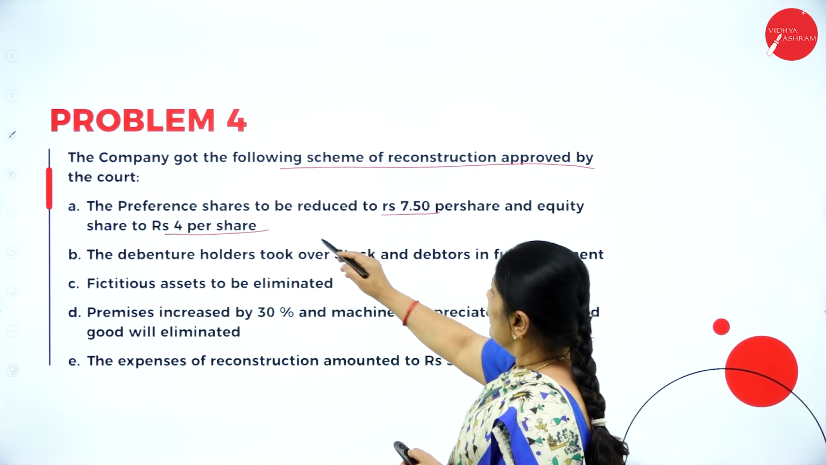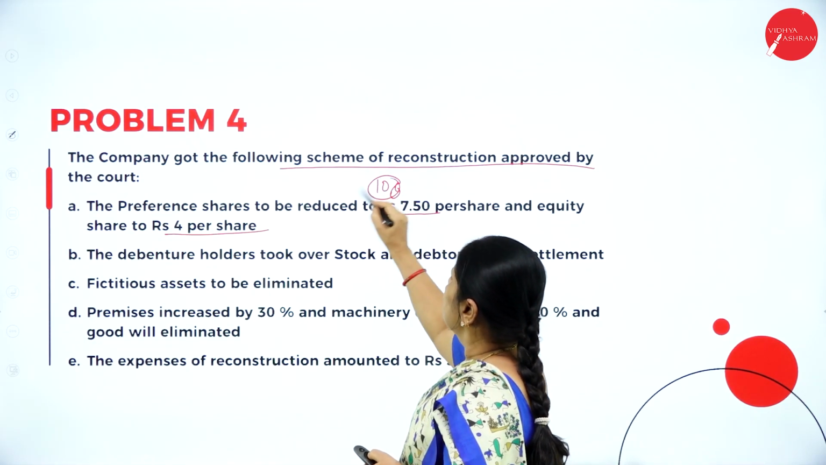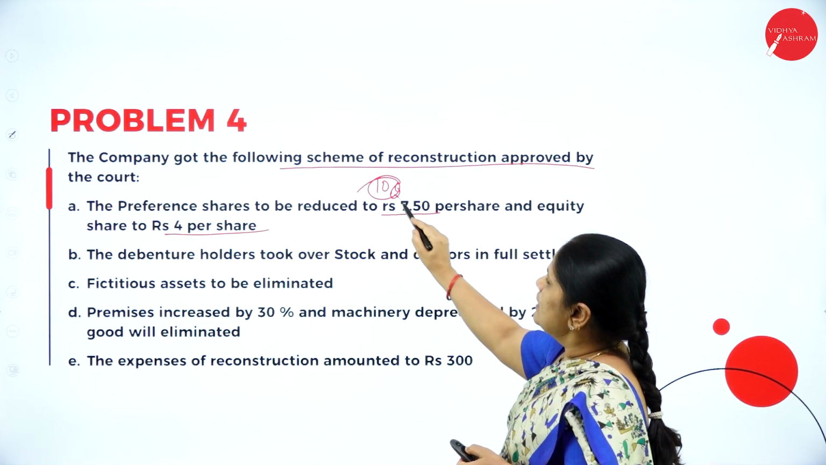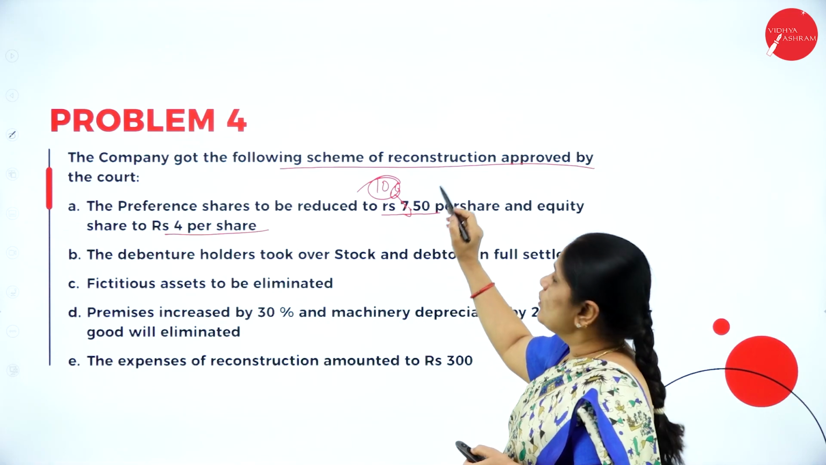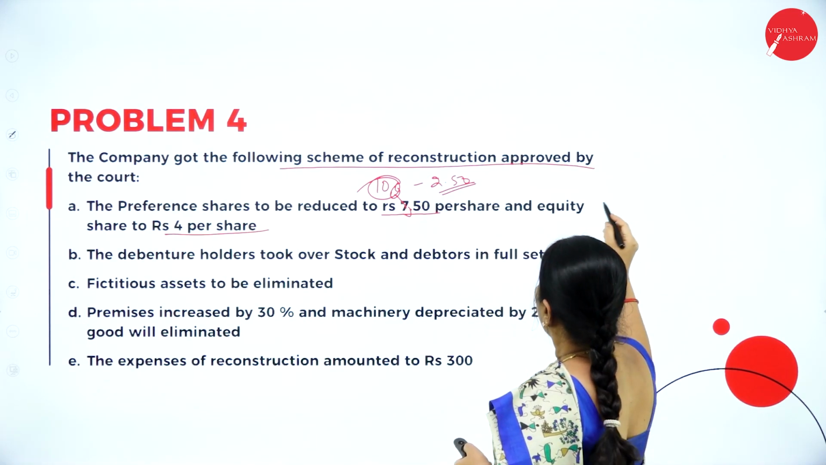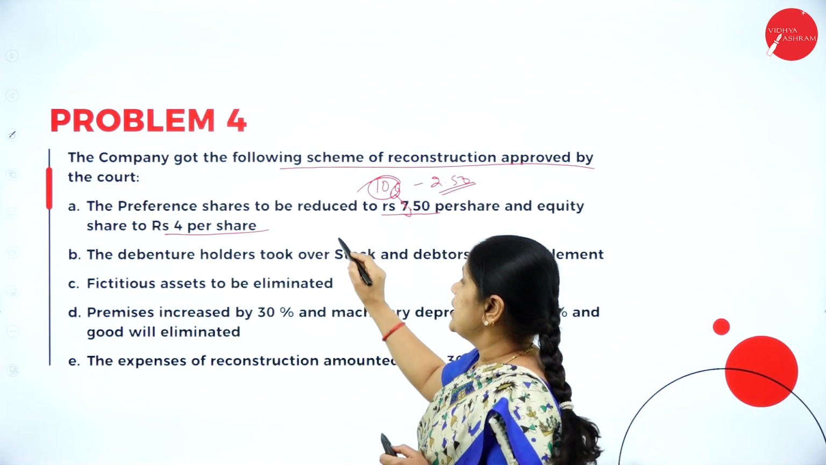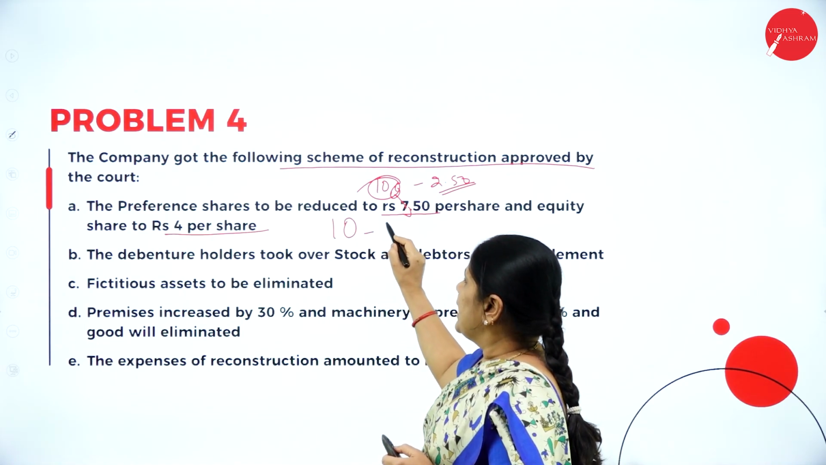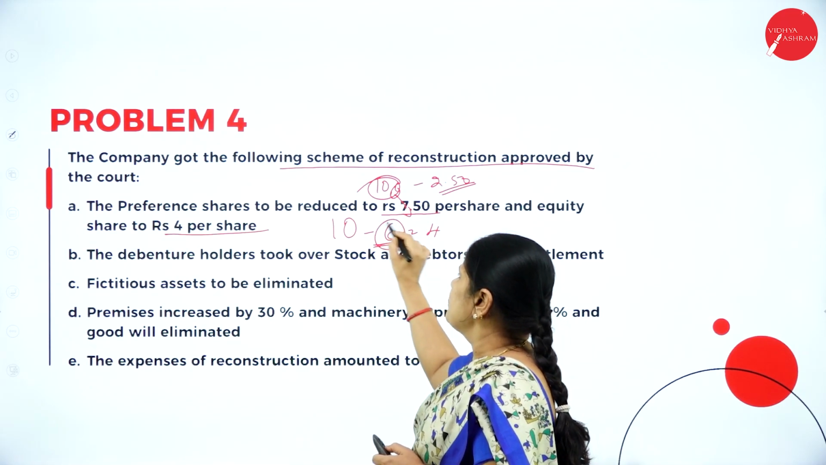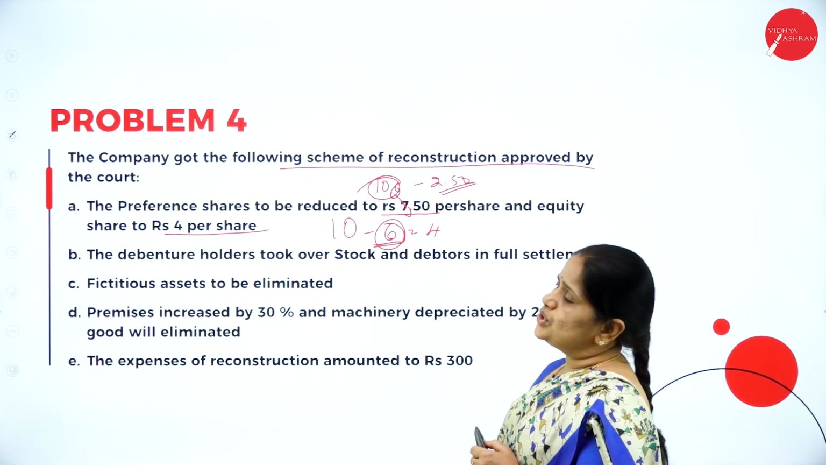So the preference shares have to be reduced. The value of each preference share is 10 rupees. From 10 rupees, it has to be reduced to 7 rupees 50, so minus 2 rupees 50 paisa per share. And equity shares have to be reduced to rupees 4 per share. That means 10 minus 6, that is 4 rupees. So 6 rupees has to be reduced from each equity share. This you should understand.